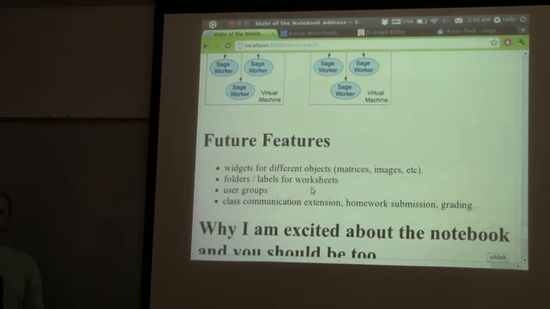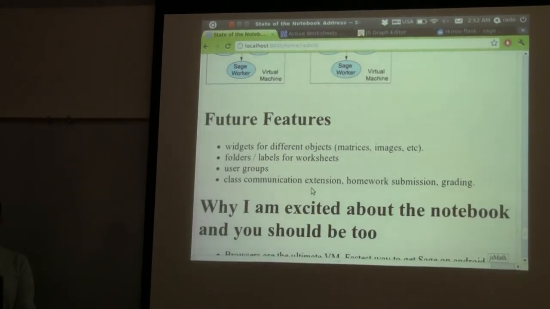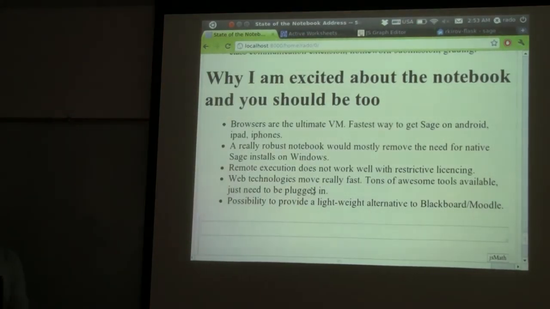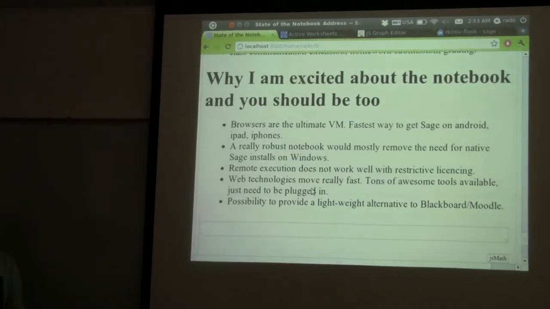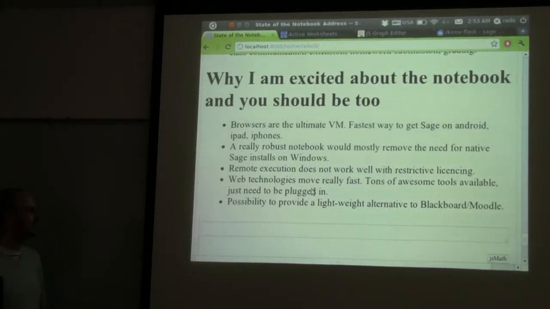So there are a lot of requests. Looking at Sage as a project, most of the requests that come in are about notebook features. People want folders and labels for the worksheets, groups of users, and maybe homework submission and grading and so on. So why am I excited about a notebook? Browsers are the ultimate virtual machines, so the fastest way to get Sage on any device is to implement it for the browser. That's why the notebook works. I tried the notebook on my Kindle. It's kind of usable. The problem is the Kindle keyboard was not designed for mathematics.